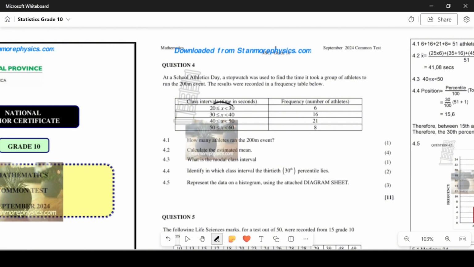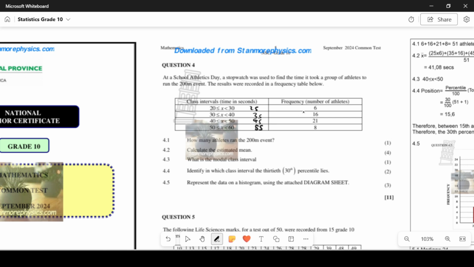Right? And so we can represent this interval here by saying this will be 25. That plus that divided by 2. That plus that divided by 2 will give you 35. That plus that divided by 2 will give you 45. And then 55. Right? And so what we're saying is that 6 athletes completed the race in approximately 25 seconds. 16 athletes completed the race in approximately 35 seconds.